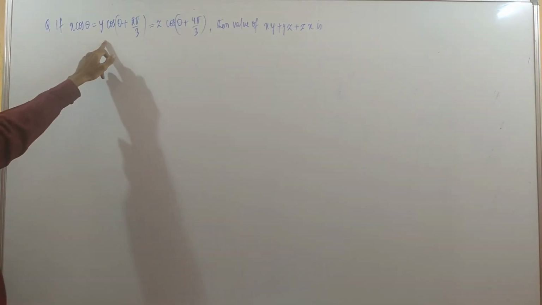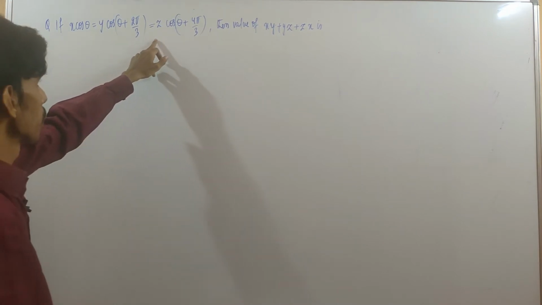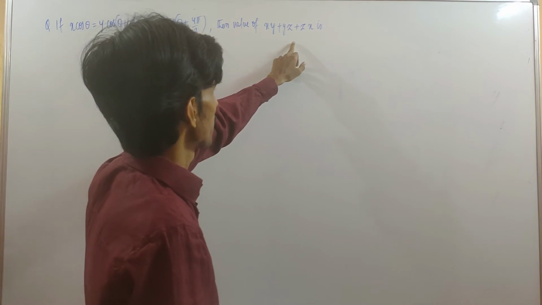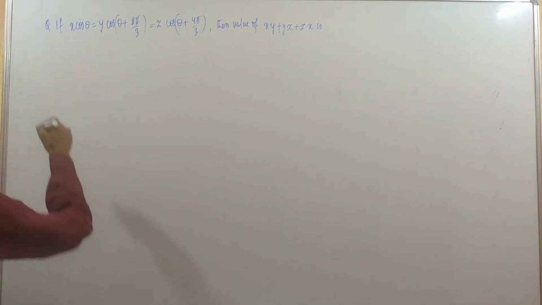Given x cos theta equal to y cos (theta plus 2 pi by 3) equal to z cos (theta plus 4 pi by 3), then the value of xy plus yz plus zx is.